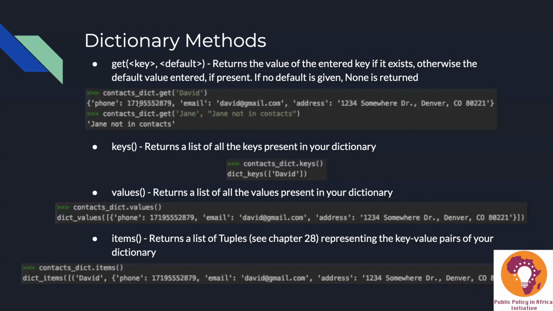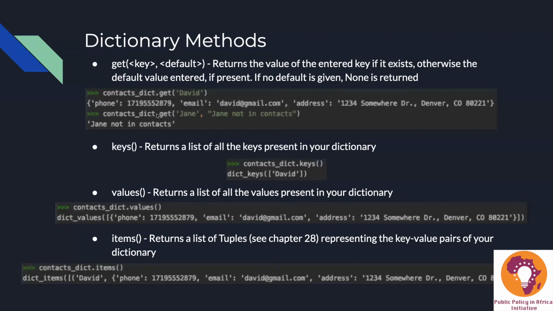So we're going back to our contacts dictionary here. I want to get the contact for David. I'm not providing a default value here. If David didn't exist in here, it would just return none, but there wouldn't be an error. But David does exist in this dictionary, so we get his contact details, and we have his phone number, his email, and his address.